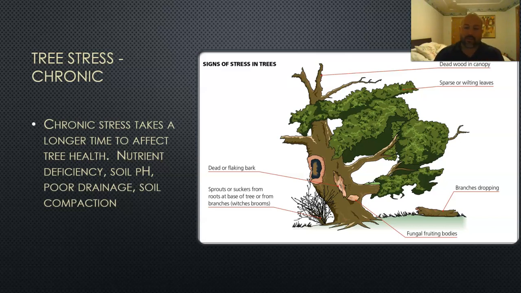we're asking, is it this or is it that? And it might just be this long-term problem that we didn't even know about, and that we're finally just seeing the end of, as opposed to some new problem that just popped up. And so it's really hard with chronic tree stress to figure out what exactly is happening and how long it's been happening to the tree.